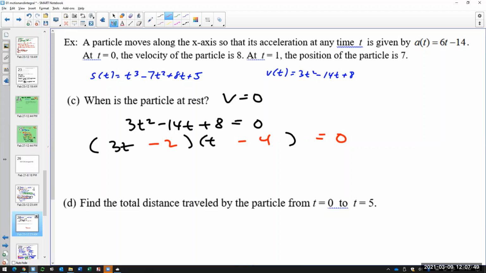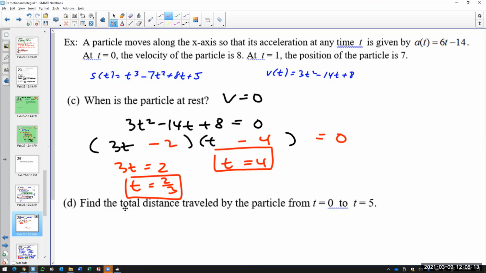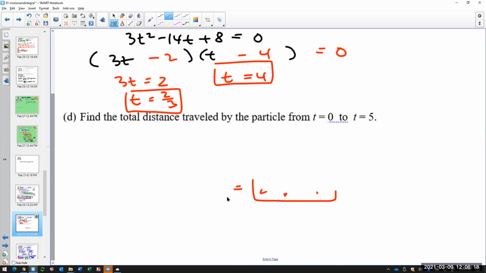Okay, so you factor out, and you get something times something equals 0, which means one of these somethings is 0. Either 3t minus 2 is equal to 0, which means t is equal to 2/3, or t minus 4 is equal to 0, which means t is equal to 4, and I think I'm done. Did you guys get the same thing? All right, and then the final part D here is the total distance. And there are 2 ways to do total distance.